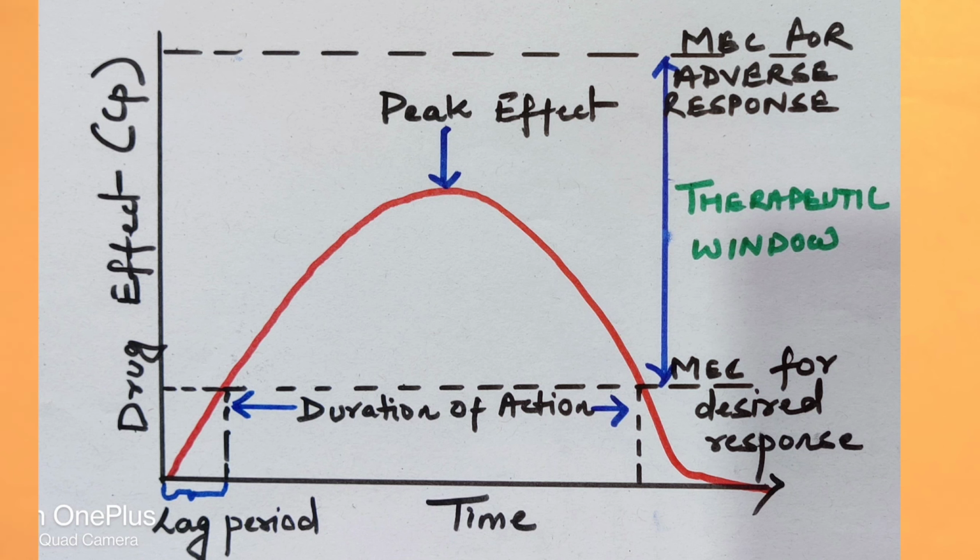Next is the duration of drug action. The duration of drug action is determined by the time period over which the drug concentration exceeds the minimum effective concentration. Also, there exists a minimum effective concentration for each adverse response. If the drug concentration exceeds this, toxicity results. So the therapeutic goal is to obtain and maintain the drug concentration within the therapeutic window.